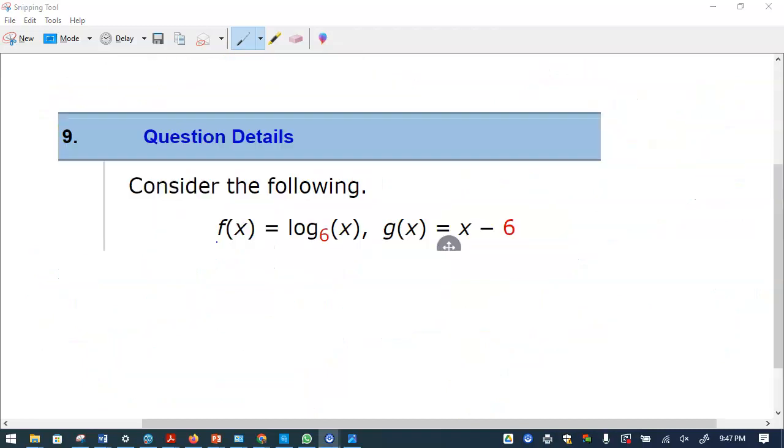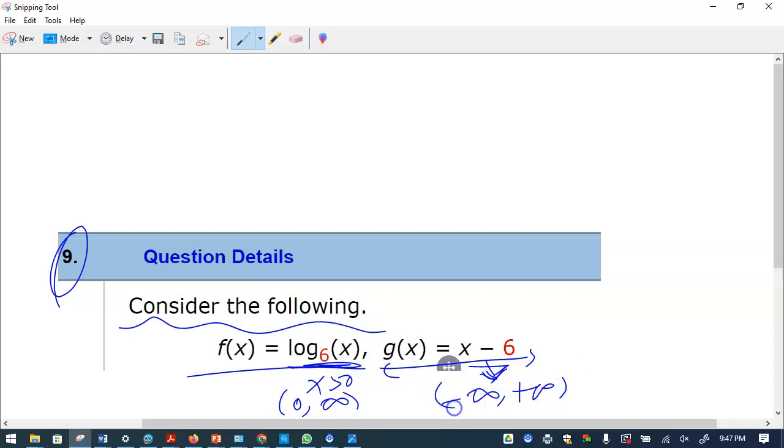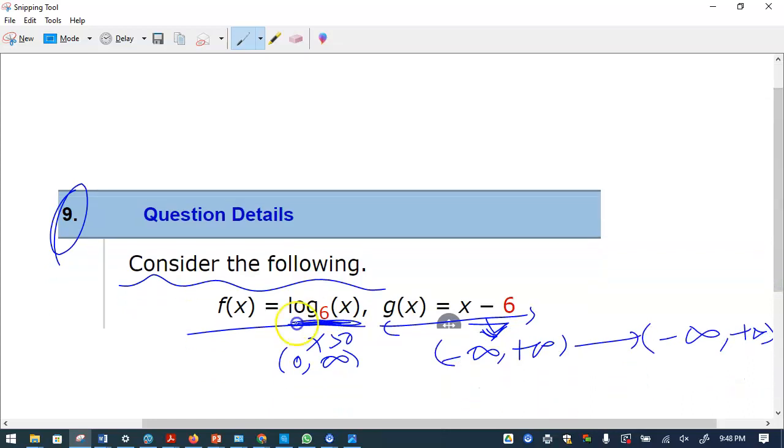So here is another problem, problem number 9. Consider the following. You're given two functions, one is a log and the other is algebraic linear. And you're supposed to find the composition of the two functions. Now remember, when you talk about the log, it means x is greater than 0, so the domain is 0 to infinity. But for the linear one, the domain is all real numbers. You can plug in anything. The range is also minus infinity to plus infinity. And for the logarithm function f of x, the range is from minus infinity to plus infinity.